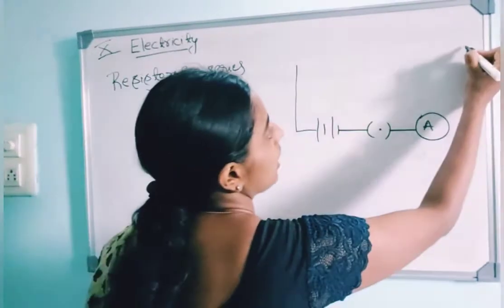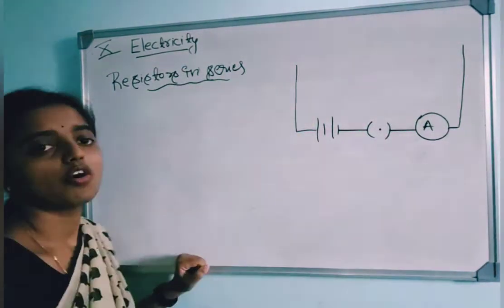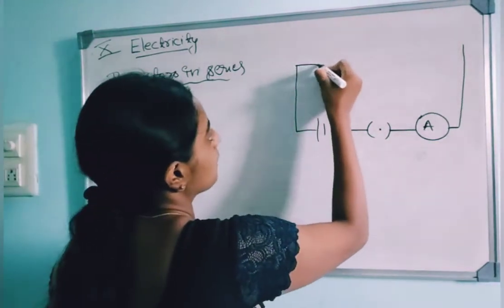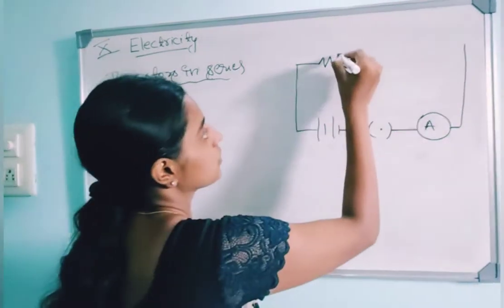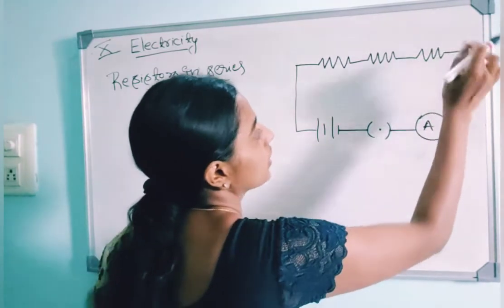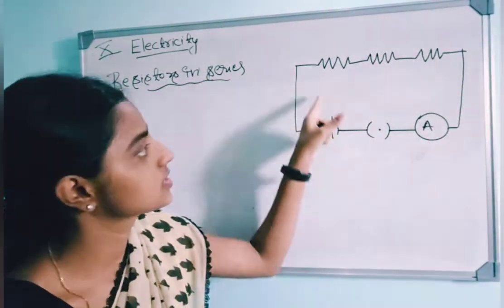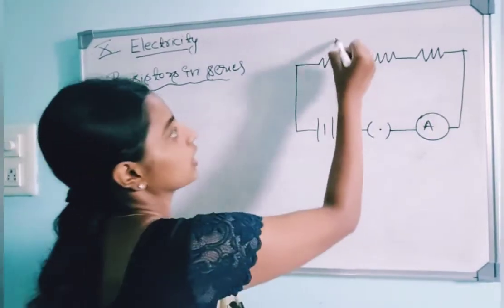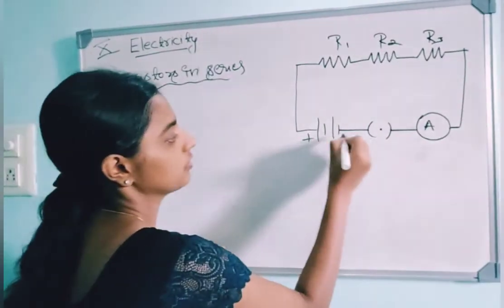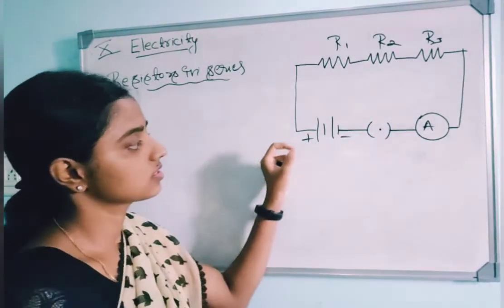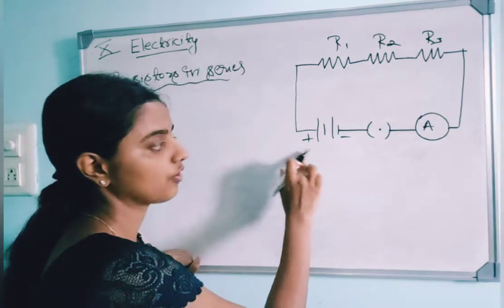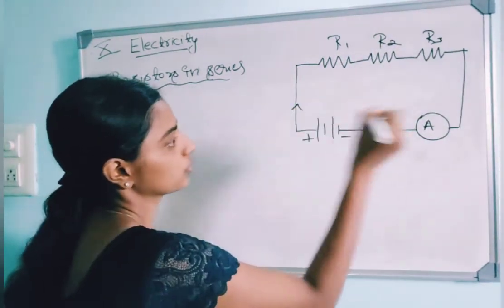As I told, it is a series circuit, right? Now we need to connect resistors. Here I am taking 3 resistors which are connected end to end. This is how resistors connect in series, correct? We need to name them R1, R2 and R3. Now, you need to write all the detailed steps without neglecting anything. Current will flow from the positive terminal to the negative, right? So you need to show the direction also.